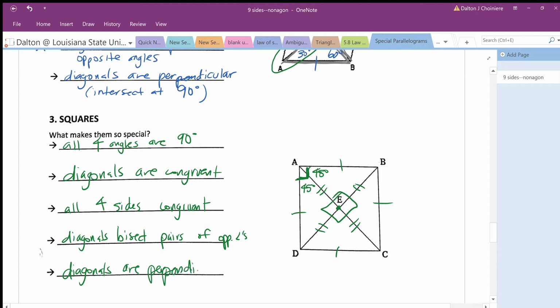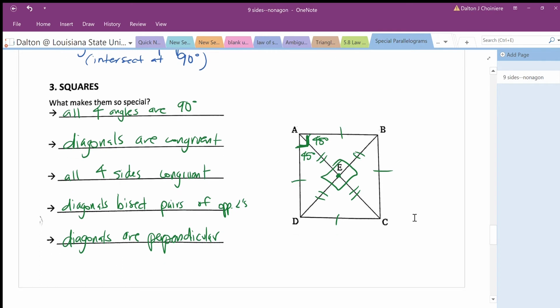So what I want you to do is I want you to look at these 5 traits of a square, and I want you to look at the traits for a rectangle and a rhombus and tell me if you notice anything. What are the same? So which ones from this list are the same as a rectangle? The first two. So these two are the same qualities for a rectangle. And we just learned about a rhombus, and these 3 were the qualities of a rhombus.